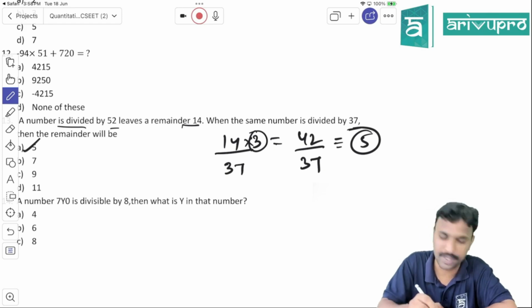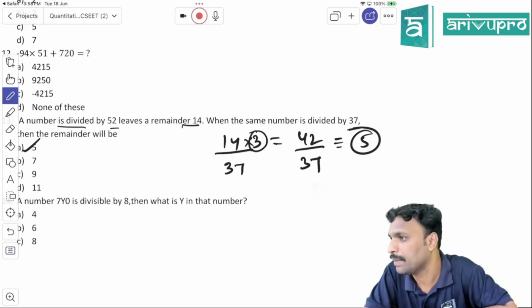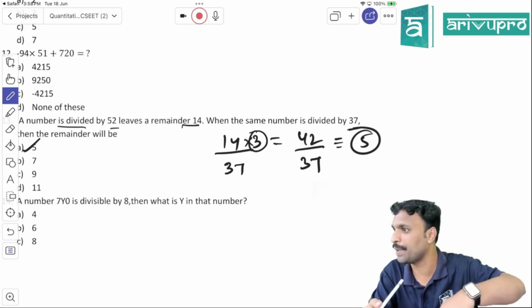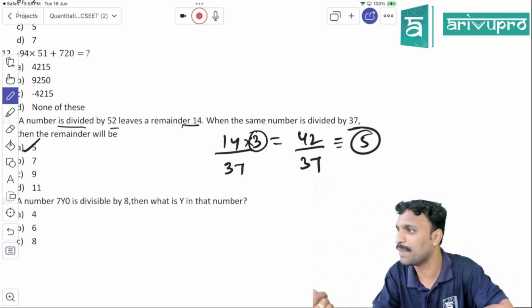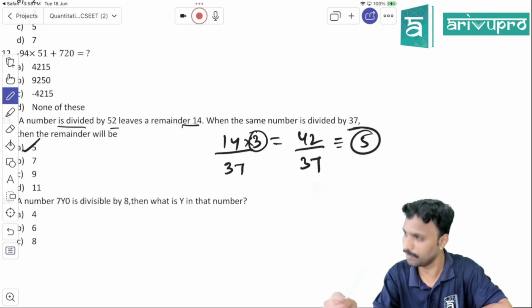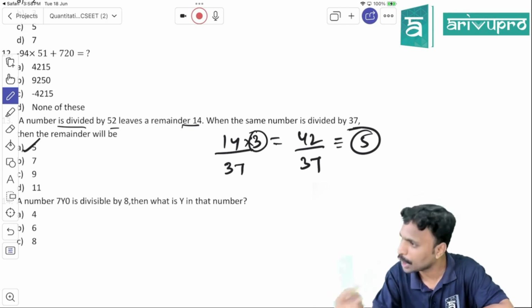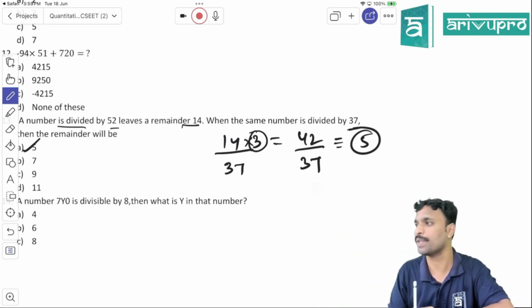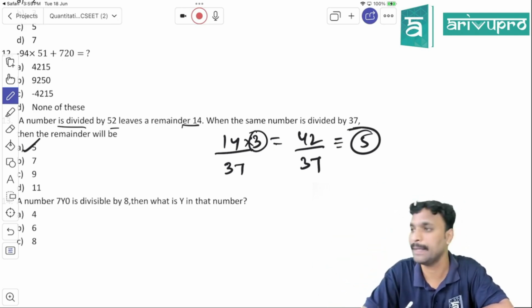Answer is option A. You know how to make the numerator greater than denominator, right? You have to try with the multipliers. 2, if not that, I mean 1 you have to first check. If not 2, otherwise 3, otherwise 4, until the numerator becomes more than denominator. Clear?